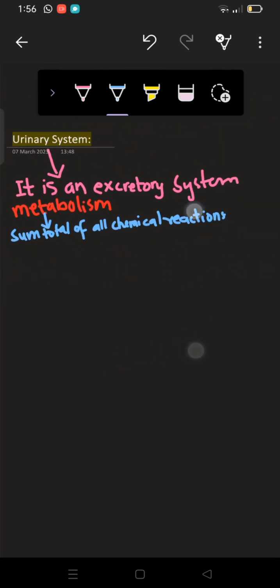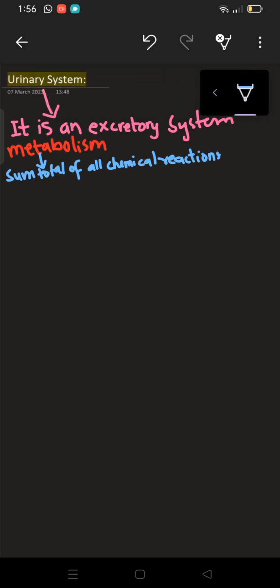happening in our body. Like we have a respiratory system, we have photosynthesis which is happening in the plants. In our human body, the respiratory system is working. Then we have the circulatory system. So all those processes are chemical processes. Alright, so the sum total of all those processes happening in an organism is what we call metabolism. Now we have two types of metabolism.